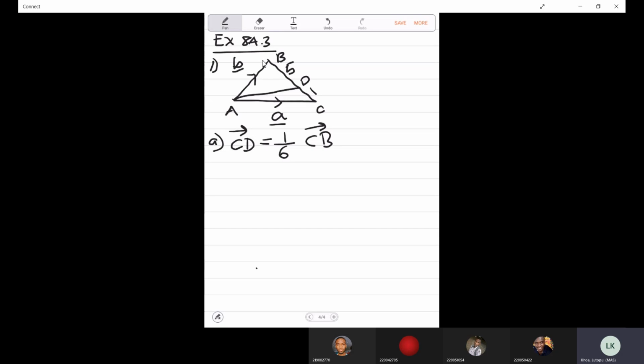Now, the reason I chose CB is because I can get from C to B quite easily. I go from C to A and then from A to B. So I know what CB is. That's why I'm writing CD in terms of CB. Okay, and then we say this is 1/6 CB. For CB, I must go from C to A, and then after that I add, because that's part of my journey. Any new vector that I take, I keep adding, and then I add the journey from A to B. So this is plus AB, like that.